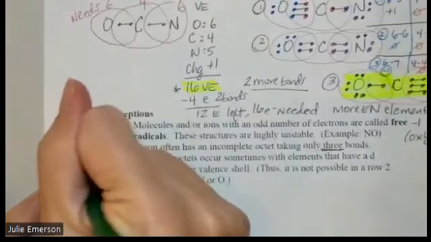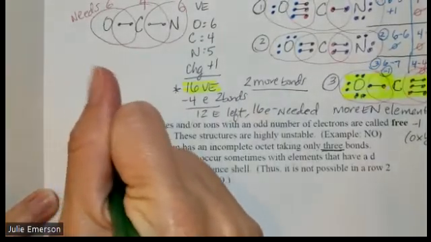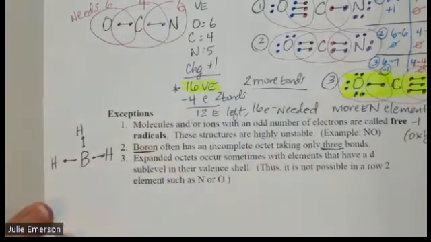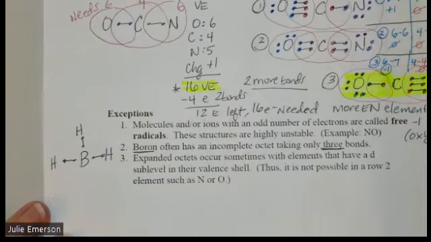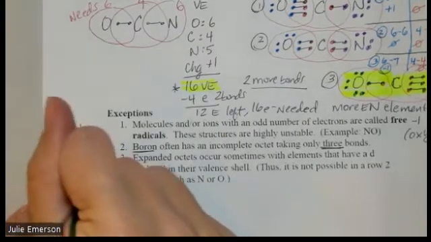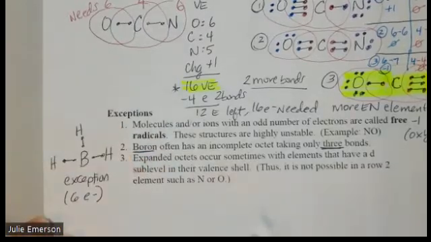So you'll often see boron, like boron trihydride, BH3. And the boron doesn't look like the octet has been satisfied. And that's okay, that's just boron. All right, so boron is one of the exceptions. It only takes 6 electrons typically around it.